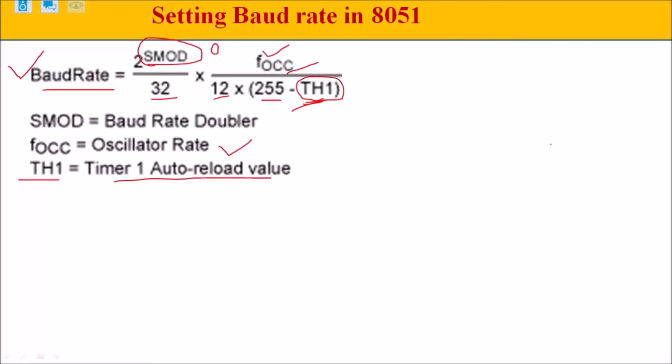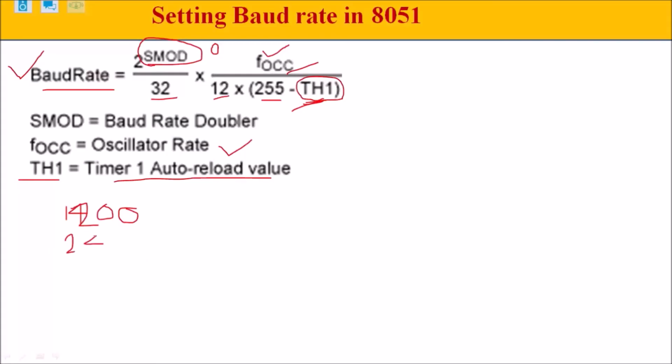Now there are standard values of baud rate. Whenever you use serial communication, standard baud rates are available like 1200. तुम्ही PC मध्ये पण serial communication ला बघू शकता.